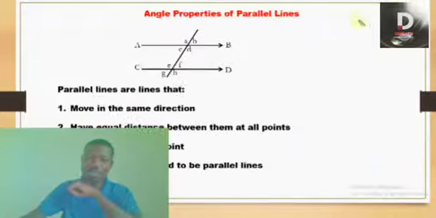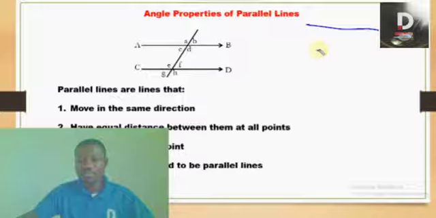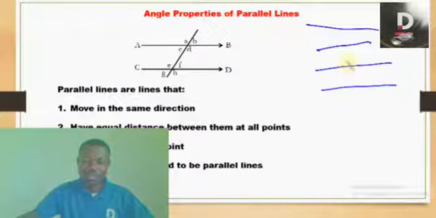So simple. Now the next thing to look at is angle properties of parallel lines. What are parallel lines in the first place? Let's say two or more lines are parallel, at par. What does it mean? And this is the symbol for parallel line. It can be double. Make sure they are equal. That means this line is at par with that line.